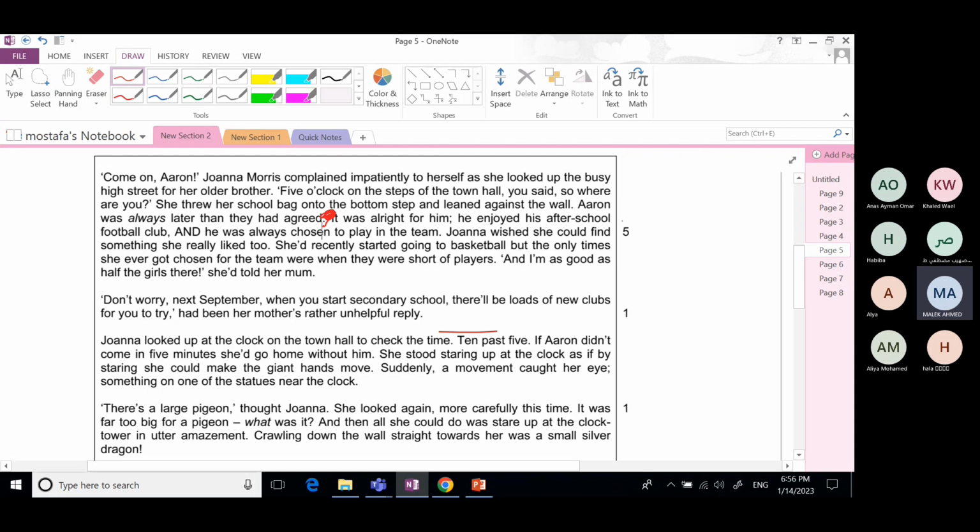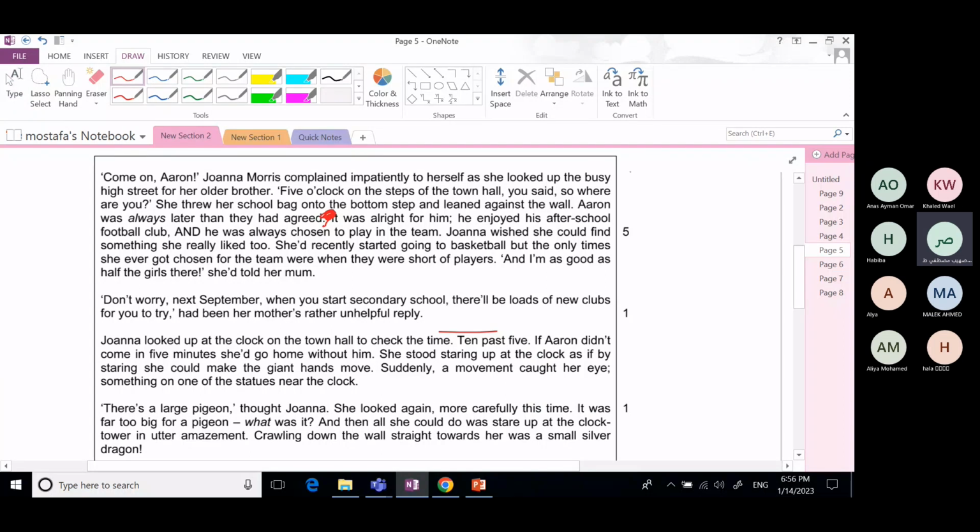It was all right for him. He enjoyed his after-school football club, and he was always chosen to play in the team. Joanna wished she could find something she really liked to do. She'd recently started going to basketball, but the only time she ever got chosen for the team was when they were short of players. I'm as good as half the girls there, she told her mom. Don't worry. Thank you, enough, Malik.